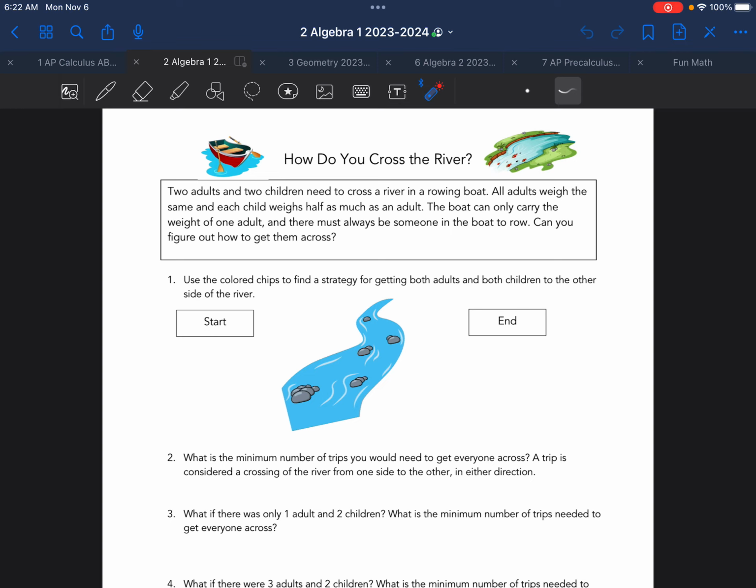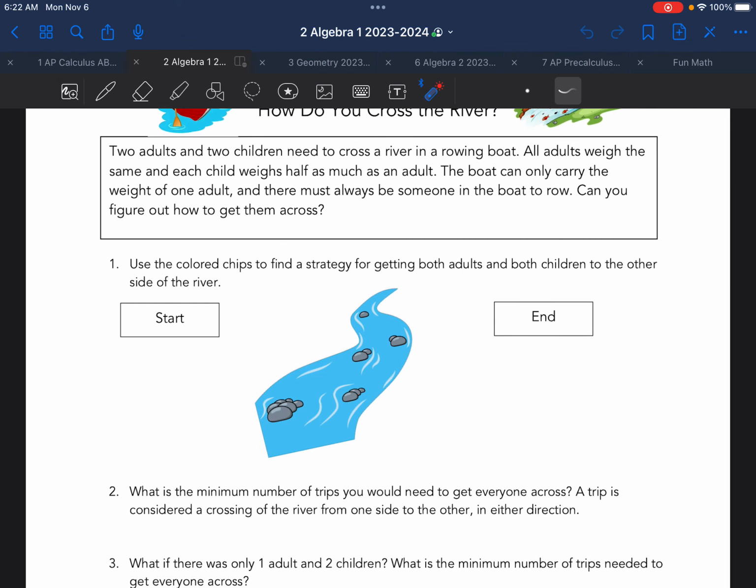All right, so use the colored chips to find a strategy for getting both adults and both children to the other side of the river. If I were there, I would have been able to give you chips, but you can use pennies or nickels or something like that, and you can play with that. Let me go through the strategy for number 1. I don't have colored chips, so you can just figure it out on your own. I'm sorry, guys, I'm not there.